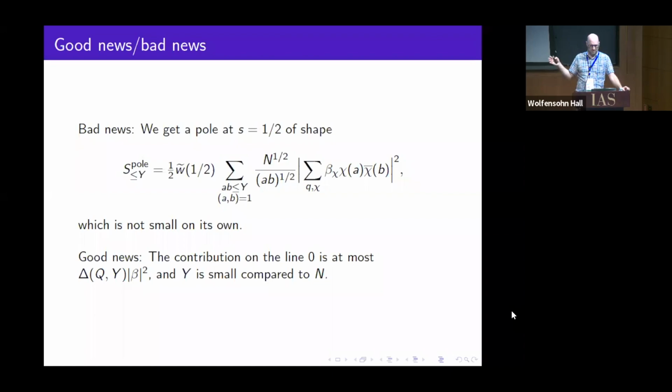So the good news is on the new line of integration, everything is good. You're basically back to where you started from. It's like a new instance of your problem, but the length of summation, your n variable, is now chopped off at y. It's much smaller than before, so you've got a gain from that. Okay, so that's this part.